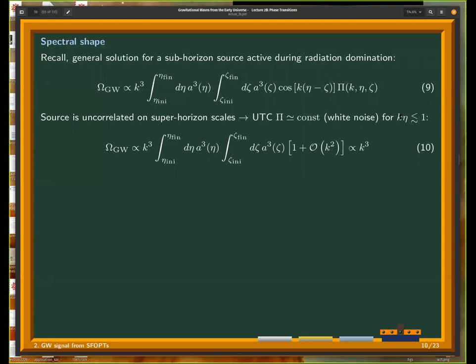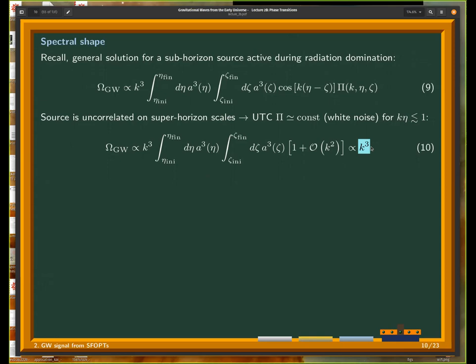On these scales, k times eta much smaller than one, I will just have a constant Pi here, and I can expand the cosine that gives me a 1 to first order, and then maybe some correction of order k squared. But if I neglect this correction of order k squared, I will just have a constant integrand here for these very small k values. Then these time integrals are whatever they are, but there's no k dependence anymore in here. I can integrate over a cubed. This may give me some complicated expression or some numerical value, but it does not depend on k anymore. The entire k dependence then comes from this prefactor here. So on these superhorizon scales, the spectrum will scale like k to the third power.